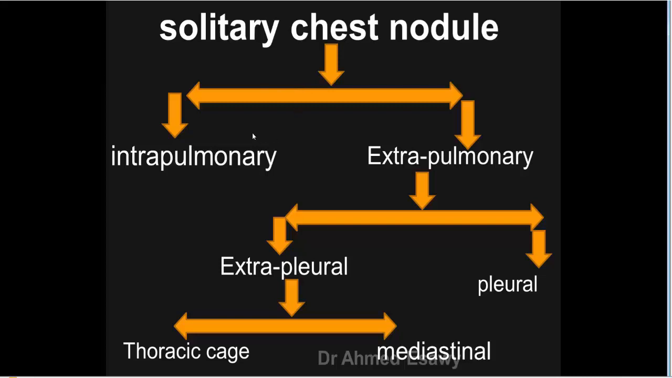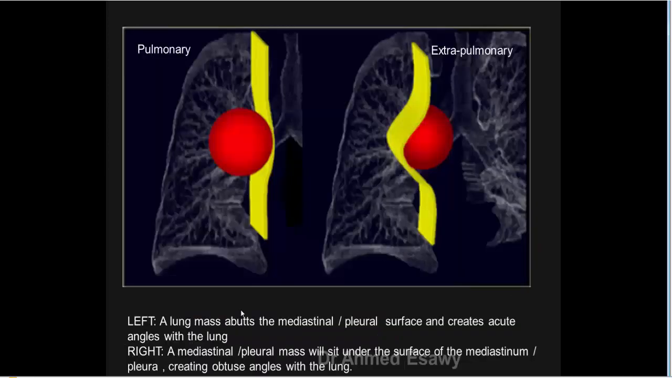Solitary pulmonary nodule is divided into intrapulmonary or extrapulmonary. Extrapulmonary is divided into extrapleural and pleural. Extrapleural is divided into thoracic cage nodule and mediastinal origin. To differentiate between pulmonary and extrapulmonary, a lung mass abuts the mediastinal or pleural surface and creates an acute angle with the lung. A mediastinal or pleural mass, extrapulmonary, sits under the surface of the mediastinum and pleura, creating obtuse angles with the lung.